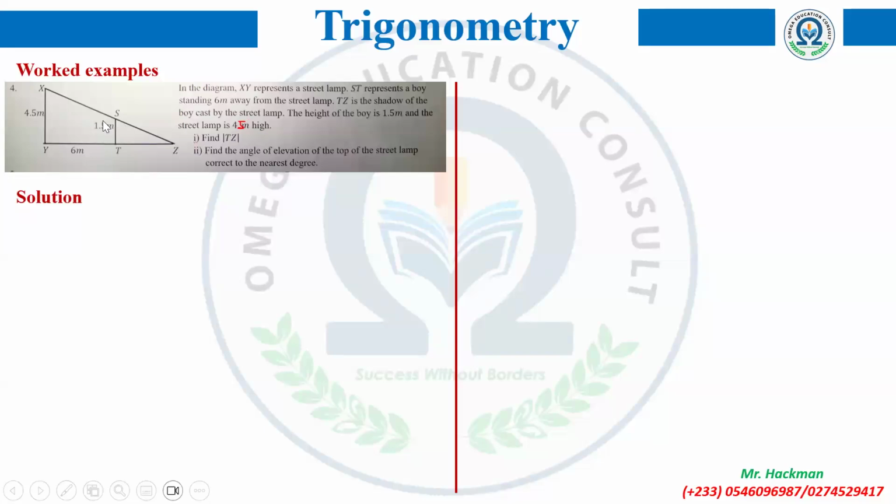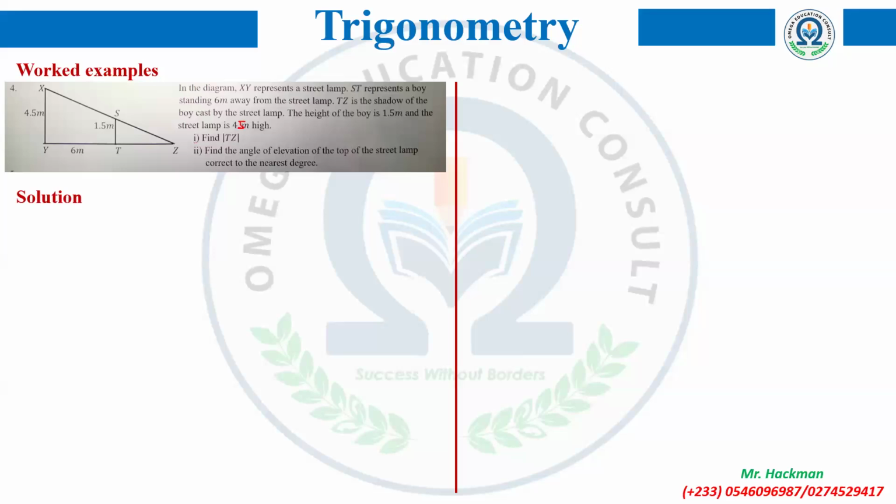All right, then what are we supposed to do? The boy was standing 6 meters away from the street lamp. That's the more reason why YT, or TY, is 6 meters, the distance between the boy and the street lamp. So that's the information that we have here. But like I said, we are going to use this information to find TZ. We want to find the length of the shadow of the boy. You get the point? Because TZ represents the shadow of the boy.